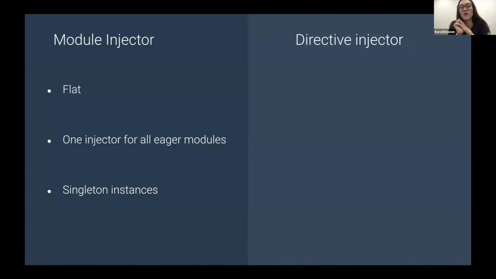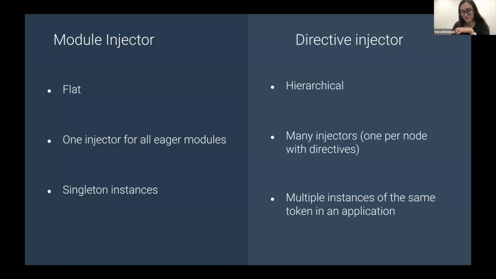Okay, but let's say you want more fine-grained control. That's where the directive injector comes in. The directive injector is hierarchical, so you don't have to have a one-to-one mapping between tokens and instances. You can have multiple instances of the same token. So a good example of this would obviously be components, right? You could have many component instances. And instead of having just one injector, we create a new directive injector for every node that has directives. So the system just at large is a bit more complicated.